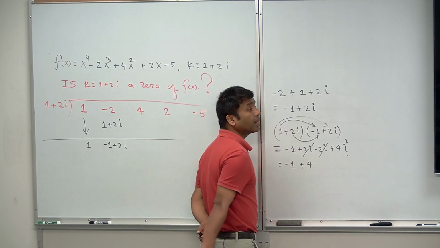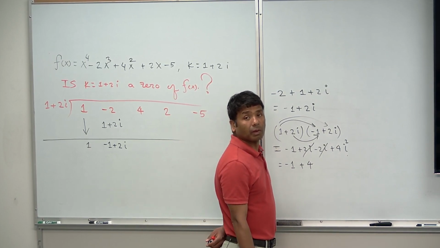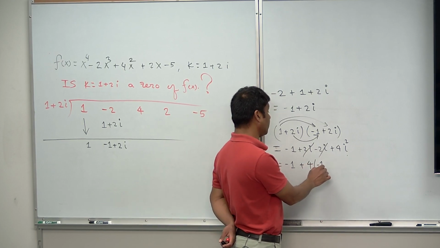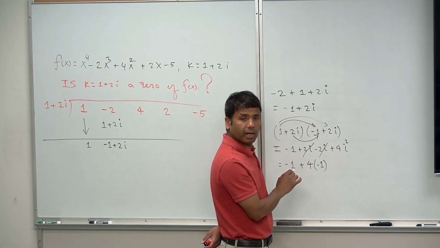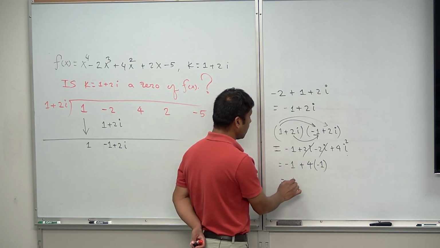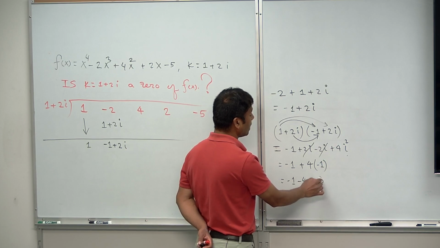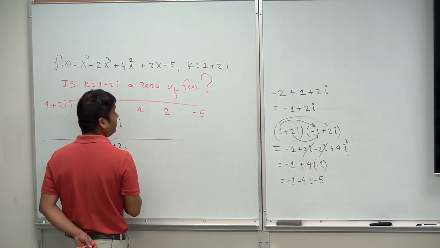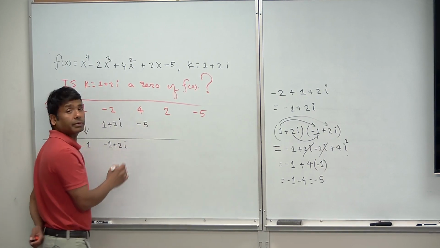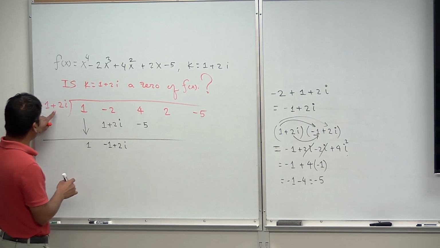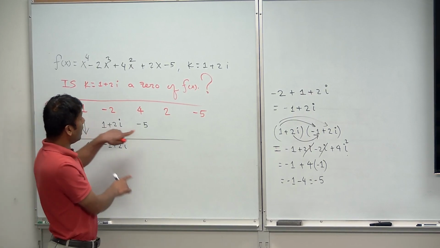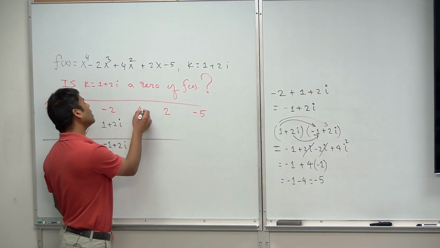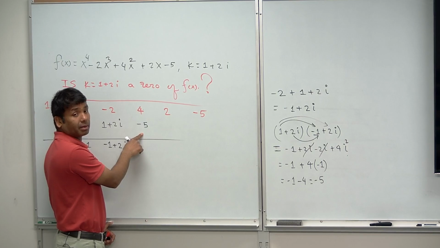What is the value of i squared? -1. The value of i squared is -1. So this is -1 minus 4. What is -1 minus 4? -5. So we multiplied this and this, and we got -5, and we just put -5 below 4. So what is 4 plus -5, or 4 minus 5?